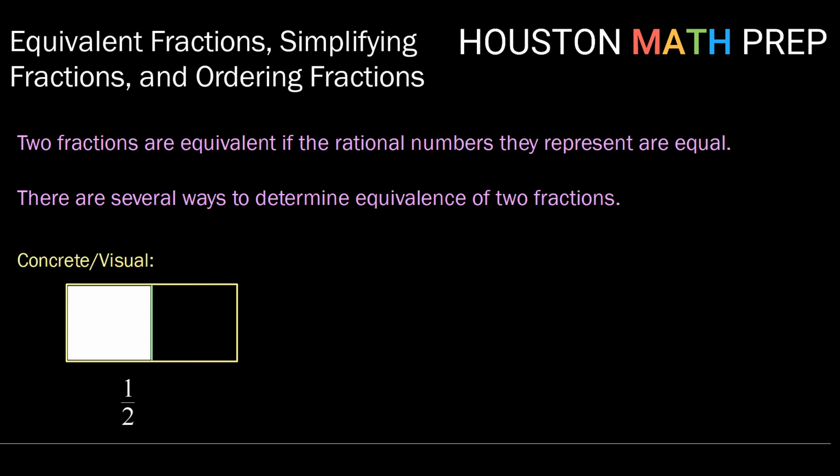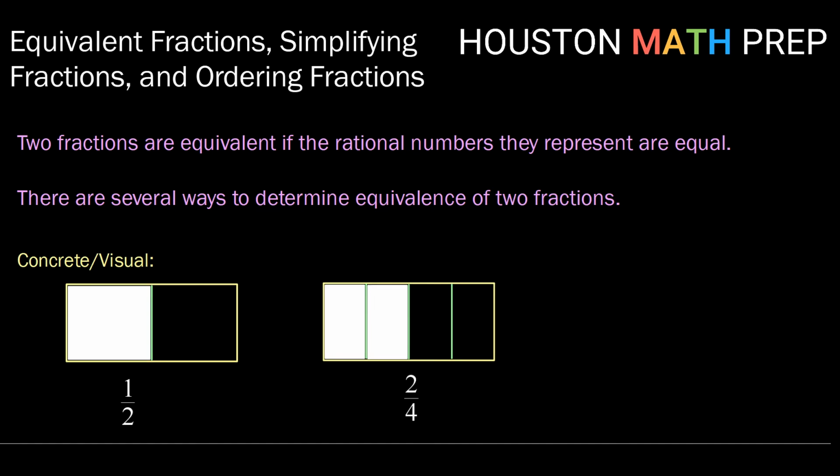Now, if we wanted to think about some fractions that are equivalent to 1/2, let's say that we take that same rectangle, and now instead of having it broken into two equal pieces, we break it into 4 equal pieces. Then the question is, how many of those 4 equal pieces would need to be shaded to have the same area shaded as 1/2? Well, 2 of them, right? 2 of those equal pieces here would be the same as 1 equal piece before. That tells us that 2/4 and 1/2 are equivalent fractions.